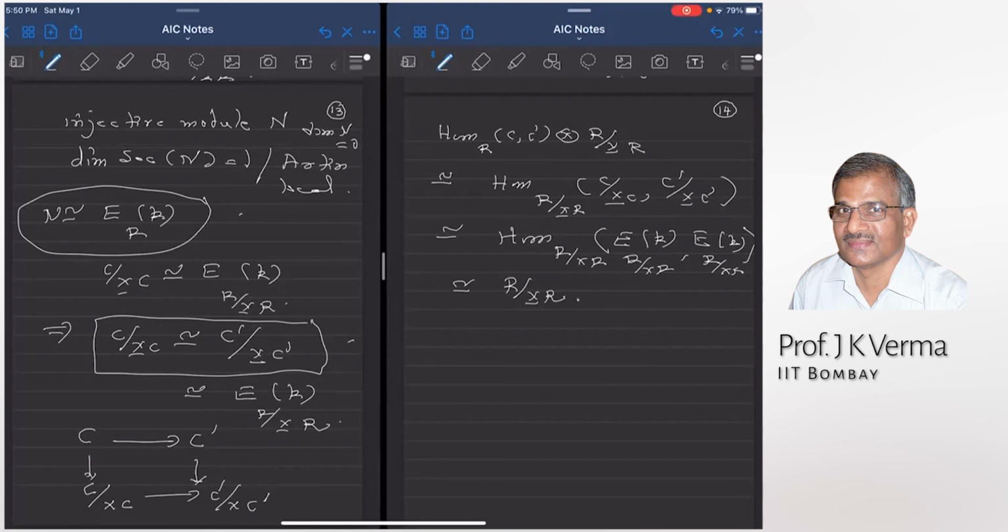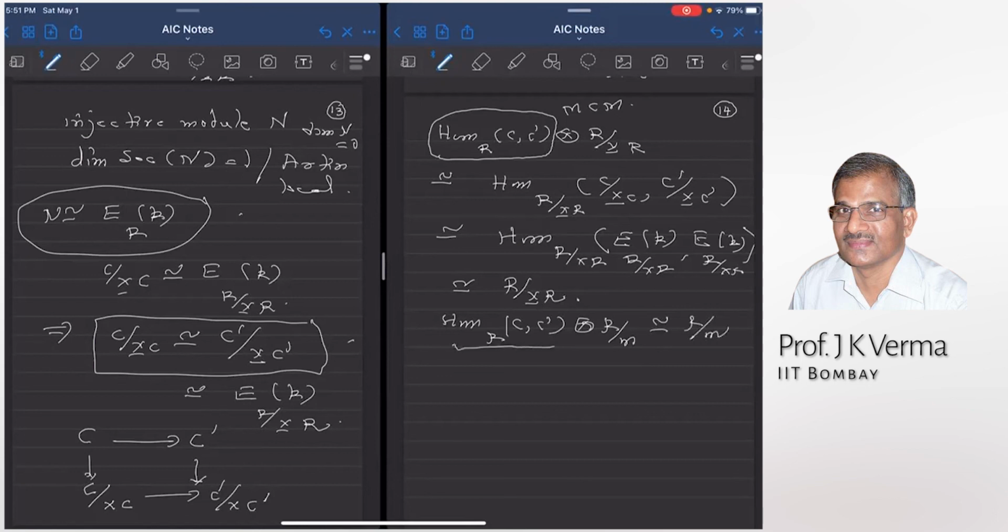Yeah. So here is my module. Both are maximal Cohen-Macaulay modules, so by part A, part B, Hom of C, C prime is a maximal Cohen-Macaulay module. And this mod XR is R mod XR. Okay. So if I take the tensor product with R mod M, I will get the same statement. So this says Hom over R of C, C prime tensored with R mod M is isomorphic to R mod M.